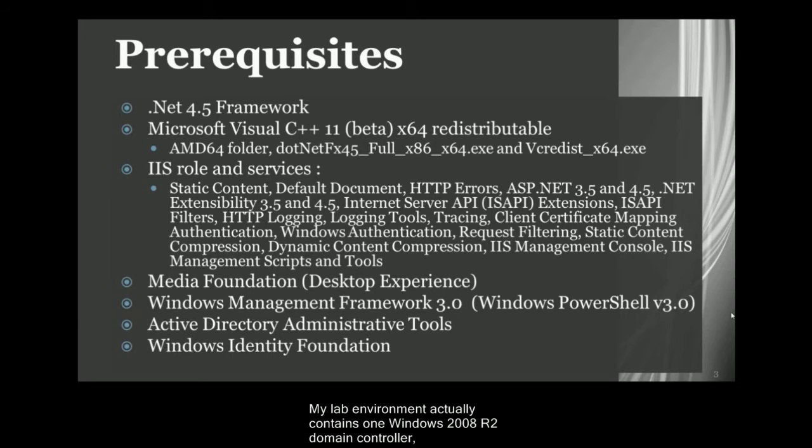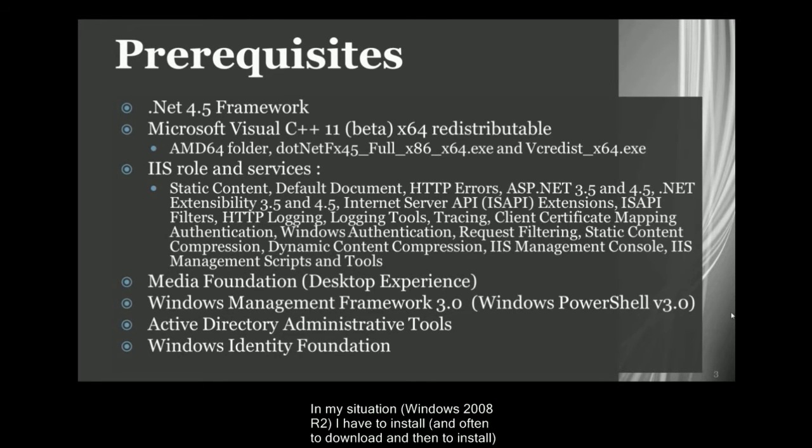My lab environment actually contains one Windows 2008 R2 domain controller, one Exchange 2010 server, one Office Web Apps server, and the Lync server I'm going to install in this video. No Edge or reverse proxy are installed during the setup process. In a production environment, it's always a good idea to have the above servers to publish Lync on the external network with a reasonable level of security.